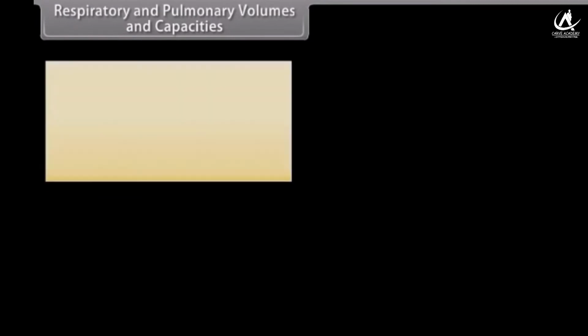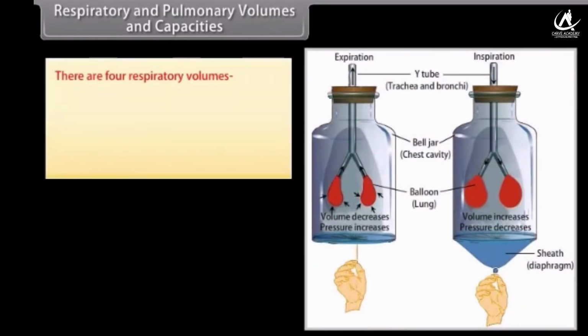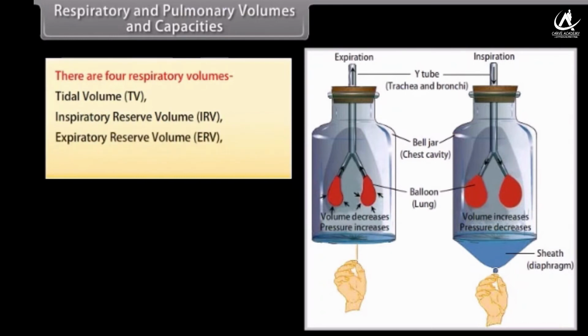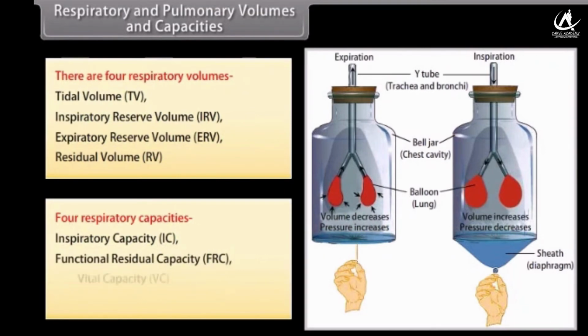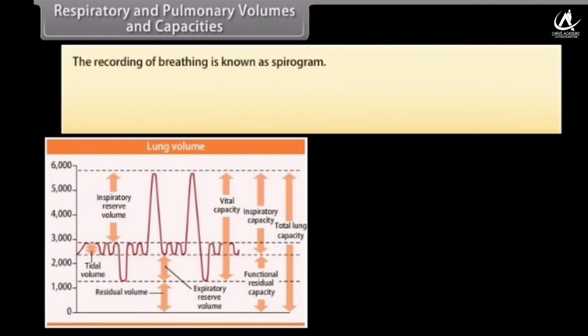Respiratory and pulmonary volumes and capacities. There are 4 respiratory volumes: tidal volume, TV, inspiratory reserve volume, IRV, expiratory reserve volume, ERV, residual volume, RV, and 4 respiratory capacities: inspiratory capacity, IC, functional residual capacity, FRC, vital capacity, VC, and total lung capacity, TLC. The recording of breathing is known as spirogram.